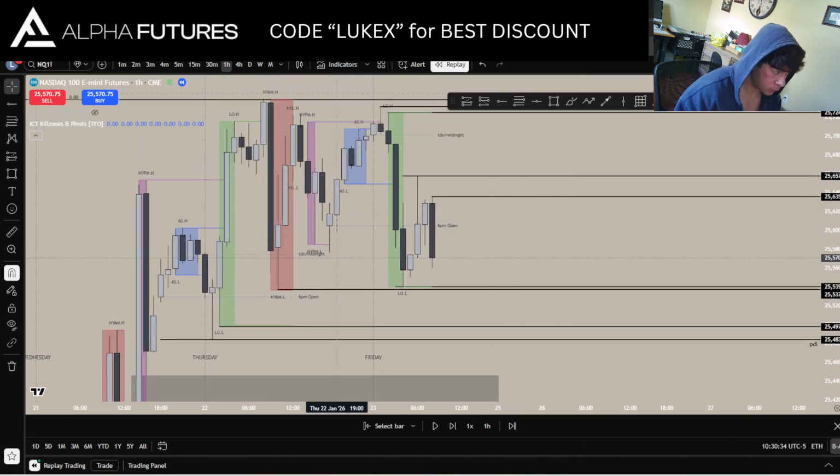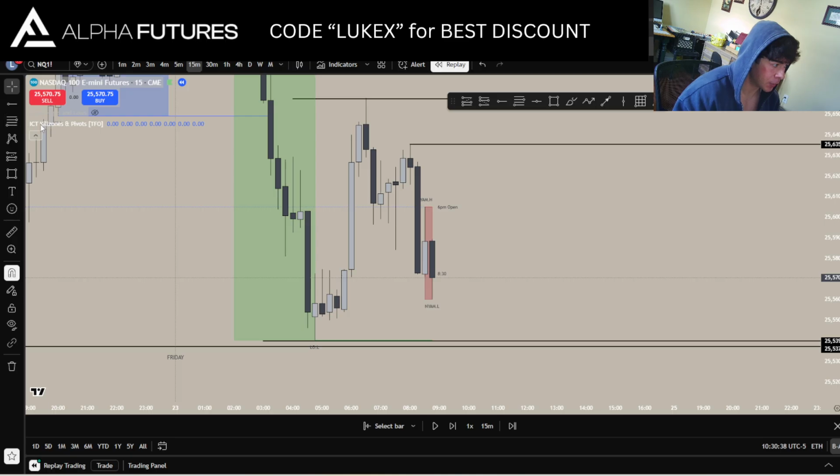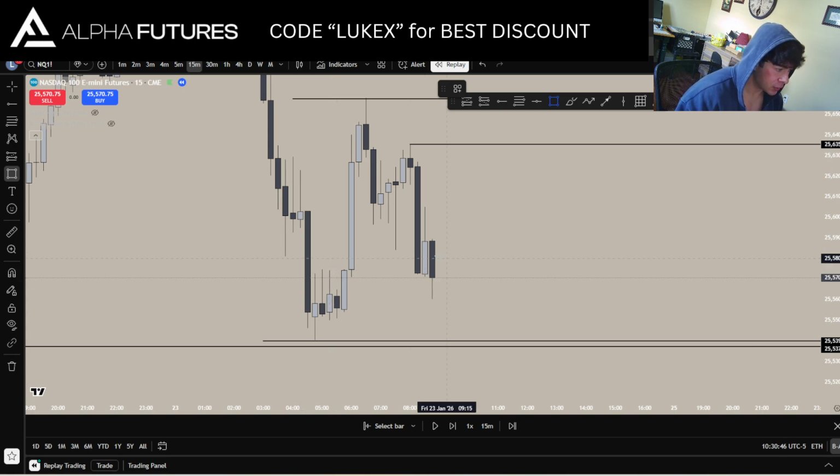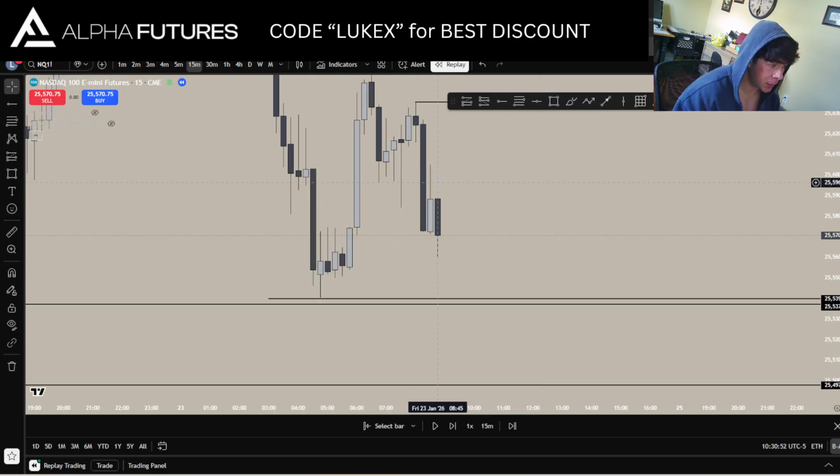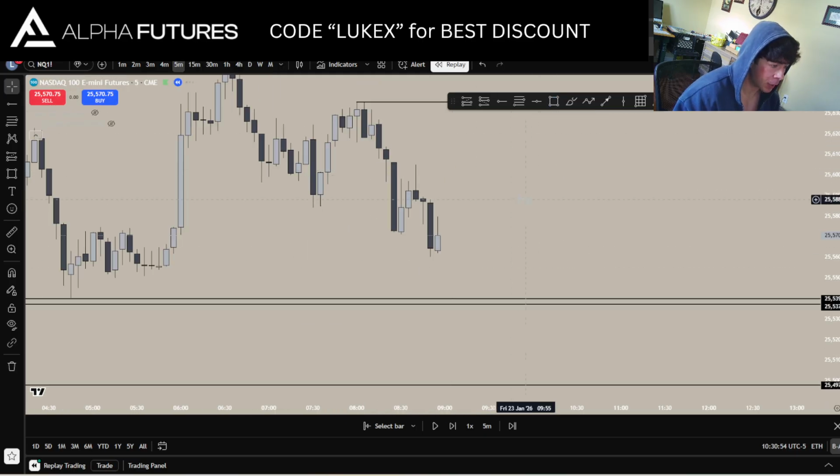But from here, since I have all this marked out, what I'm doing is scaling down to the 15-minute. Okay, and I'm looking, are we respecting bullish or bearish on the 15? As you can see, we inversed. I think we just slightly inversed this 15-minute gap. We came back in and retraced into it, but the 15-minute looks a bit more bearish. We look on the 5-minute.